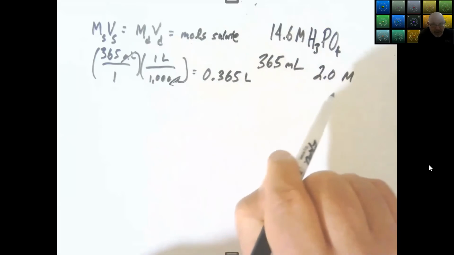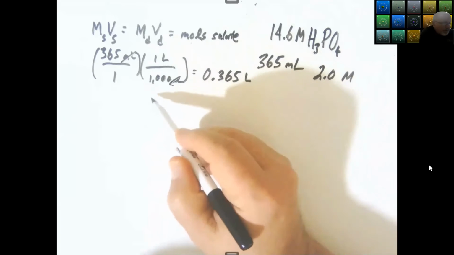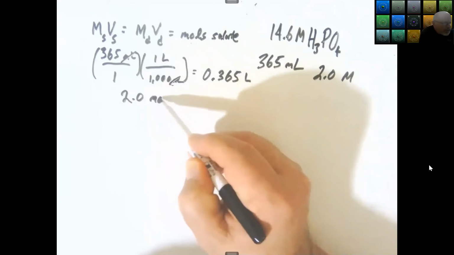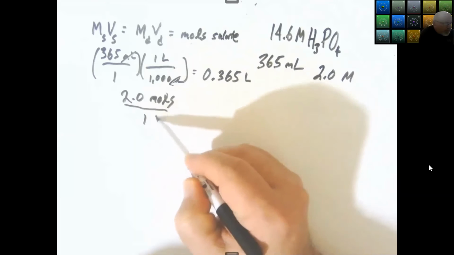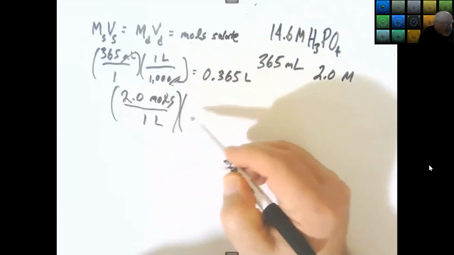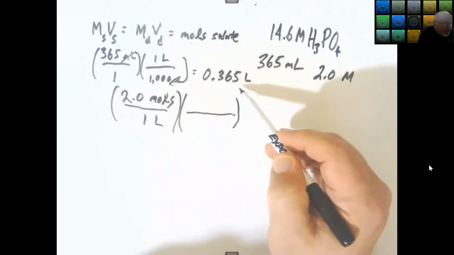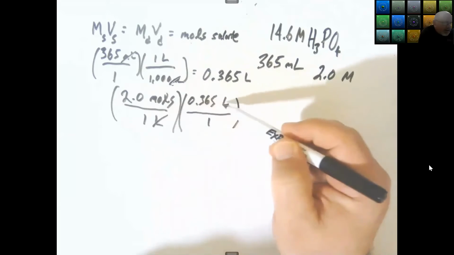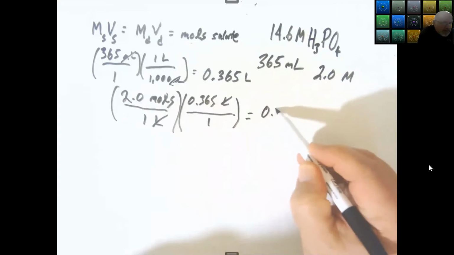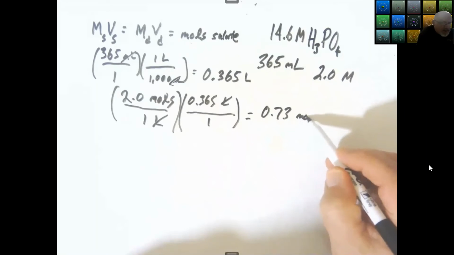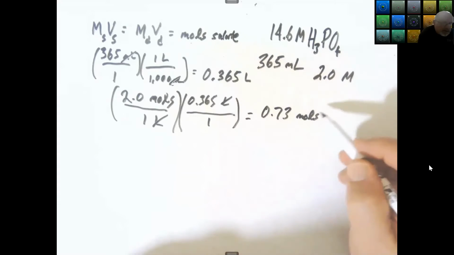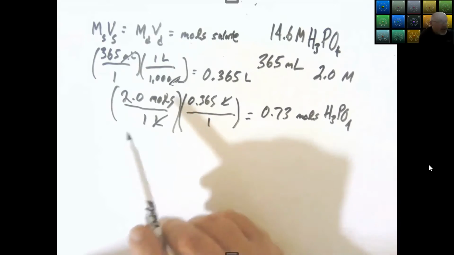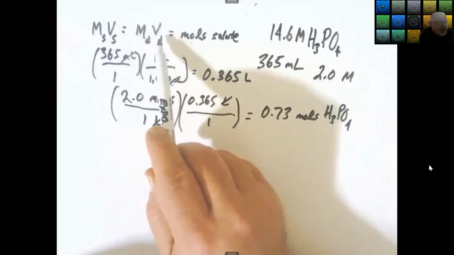Now we're going to take our desired molarity, which is 2.0, and we're just going to multiply that. So when we say molarity, what do we mean? We mean 2 moles per 1 liter. So that's our given concentration, moles per liter. And our volume is converted into liters. That's just 0.365 liters over 1. The liters cancel. When we do the math, we determine that what we're going to have is this many moles of solute. In this case, the solute is phosphoric acid.